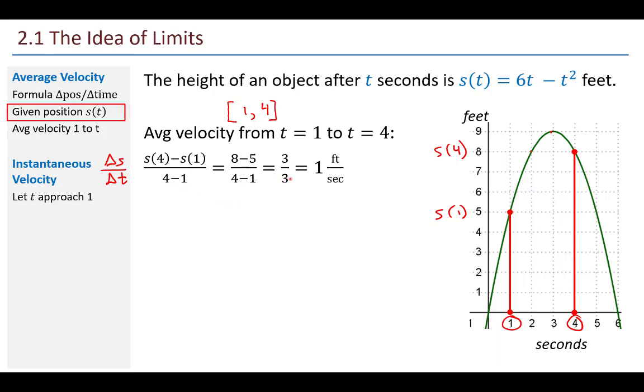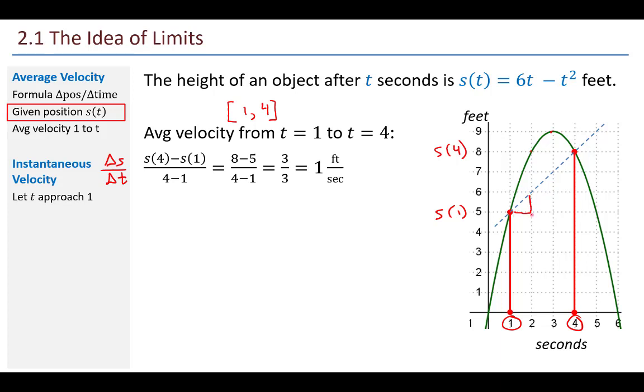And you evaluate what that is, and the answer ends up being 1 foot per second. So on average, from time 1 to time 4, its height increased at a rate of 1 foot per second. And we can kind of see this by making a line that connects those 2 points. This line has slope 1.